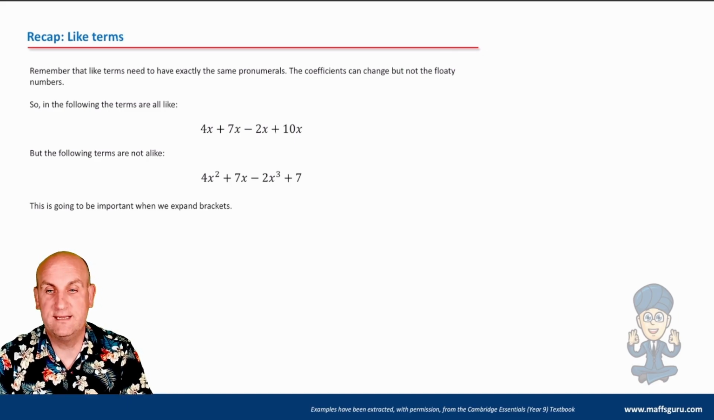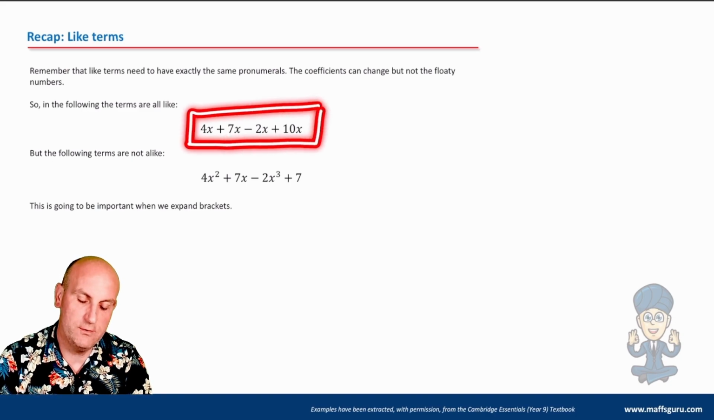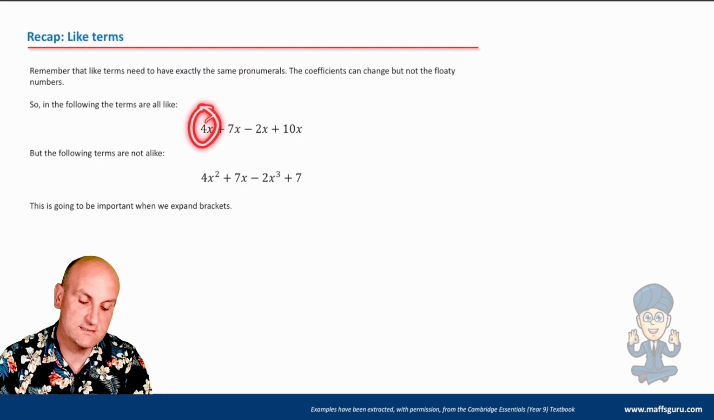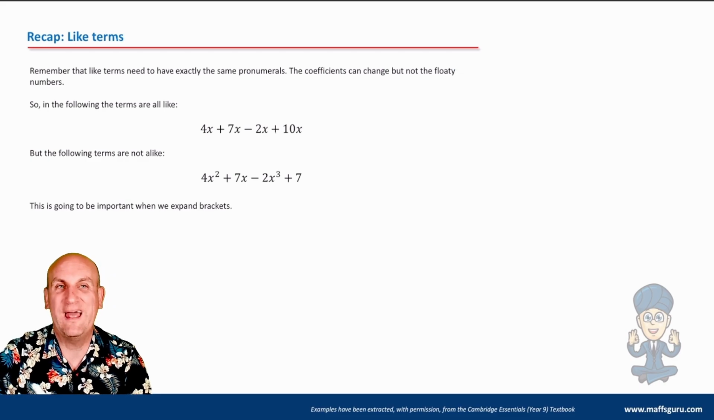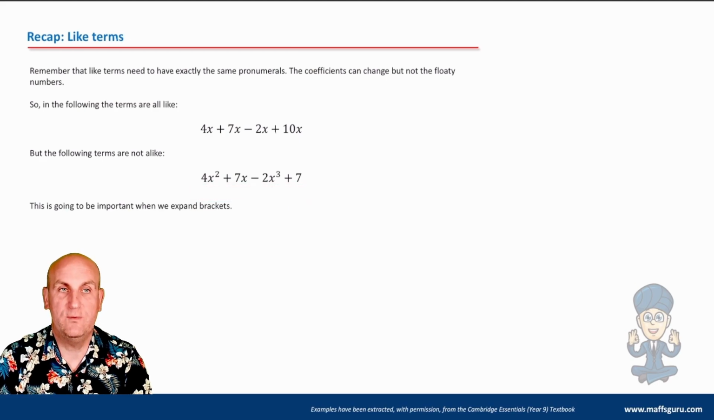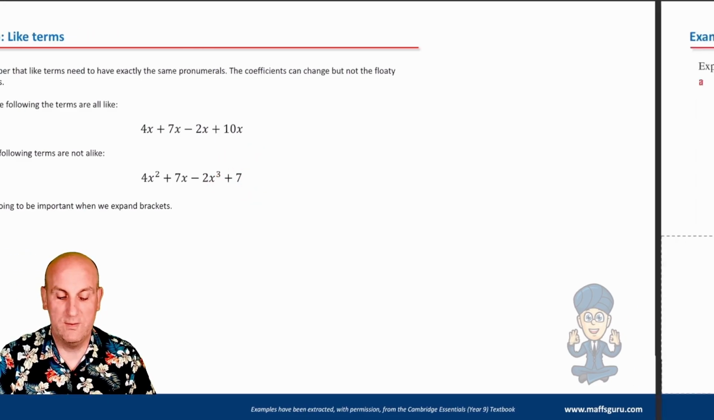Just to recap what a like term is: anything with the same letter in it, which can have a different coefficient, are like terms. So in this situation, I can do 4x plus 7x minus 2x plus 10x, for example, because they're all x terms. However, that x squared term, there is nothing else in here with an x with a floaty 2. Is there anything else with just an x in it? No. Anything else with a minus 2x cubed? No. Any other numbers? No. So this becomes really important when we're expanding brackets.